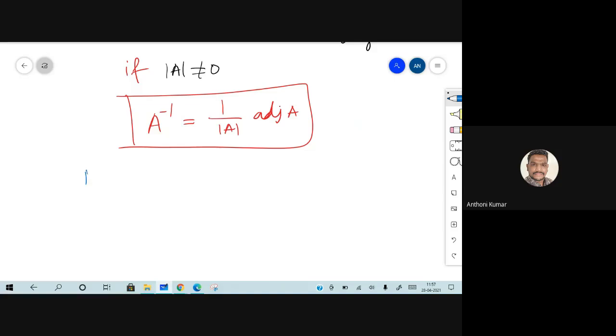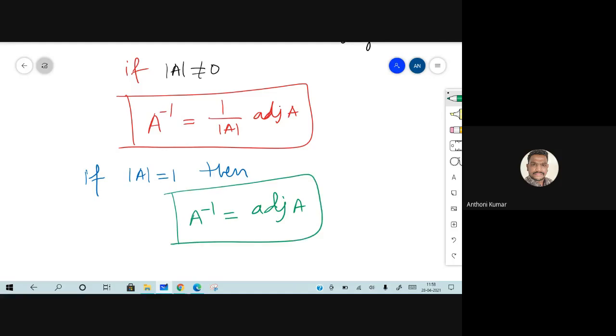And one remark: if the determinant of a particular matrix is equal to 1, then what changes will happen in the inverse formula? Then A inverse will be equal to the adjoint. A inverse is nothing but the adjoint of A. Clear? So these two formulas we are going to use in the upcoming exercise. If determinant of A is not equal to 0, you can use the first one. If determinant of A is equal to 1, A inverse is equal to the adjoint of the matrix. Understand?